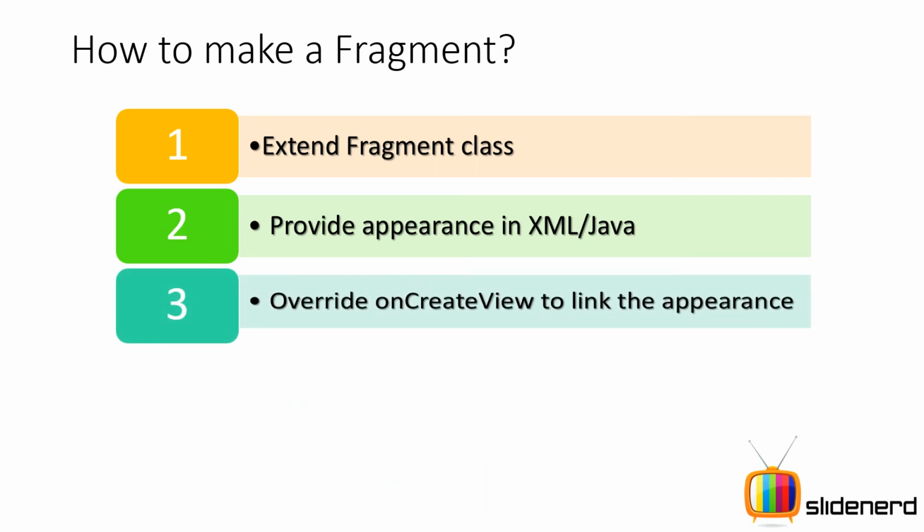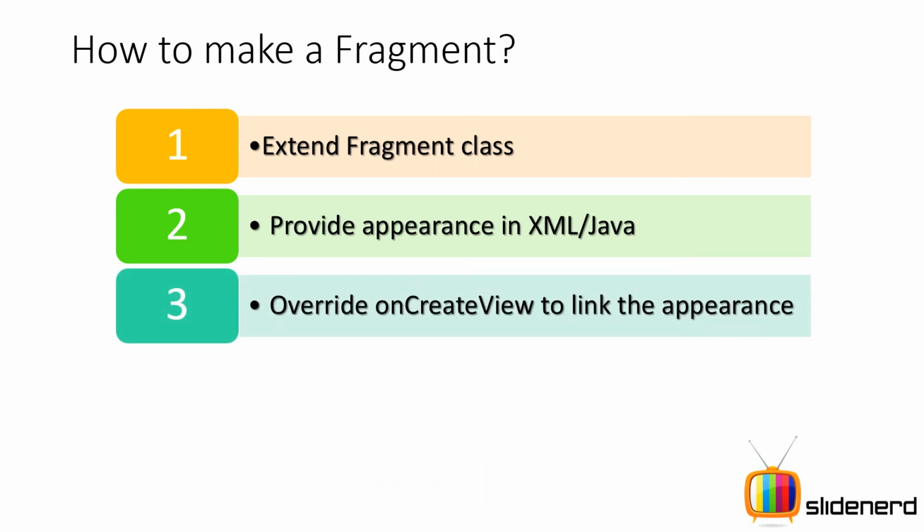Step 3, override the onCreateView method to link the appearance. This is where you tell the fragment that your appearance is contained in this XML file or here in the Java code. Again, we will see in detail how the onCreateView method works and how you're supposed to override this.